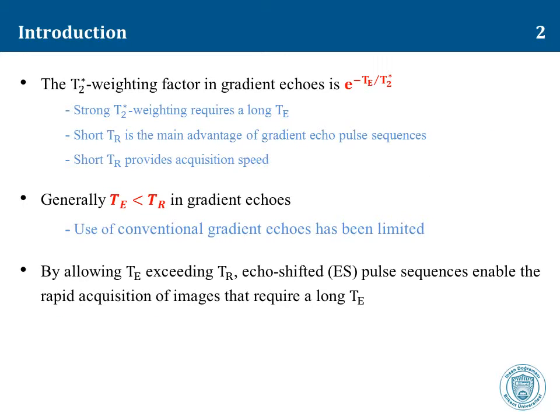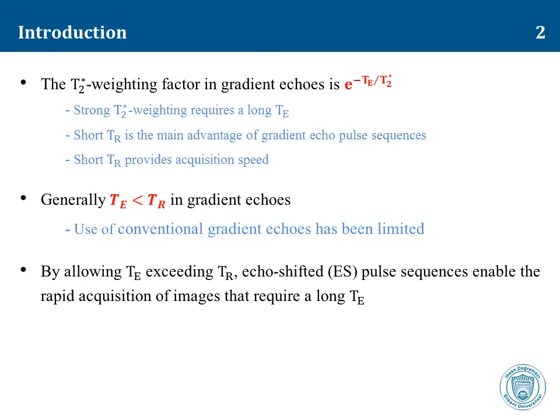Because the T2* weighting factor in gradient echoes is exponential of minus TE over T2*, a strong T2* weighting requires a long TE. The main advantage of gradient echo pulse sequences, however, is their short TR, which provides acquisition speed. Because generally TE is lower than TR, the use of conventional gradient echoes for these applications has been limited.